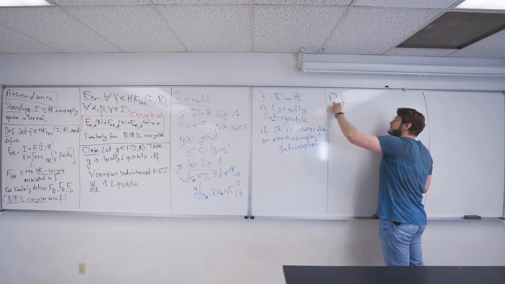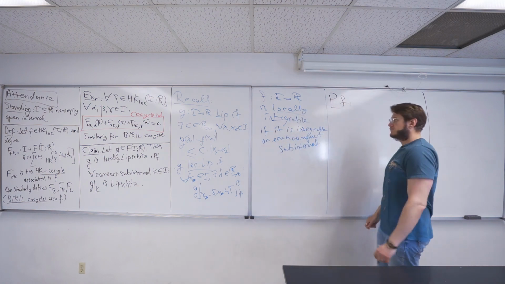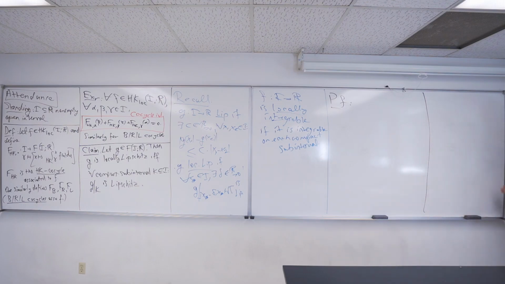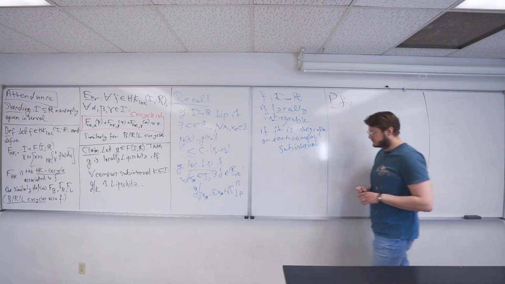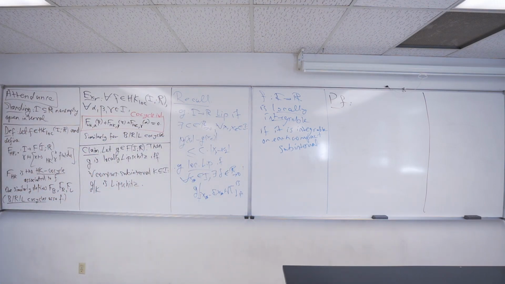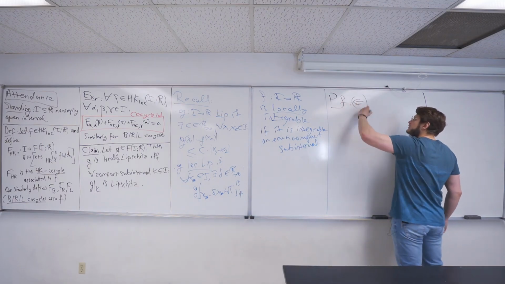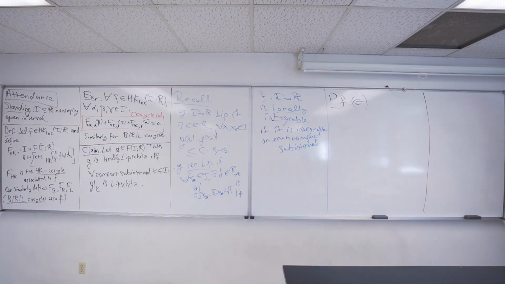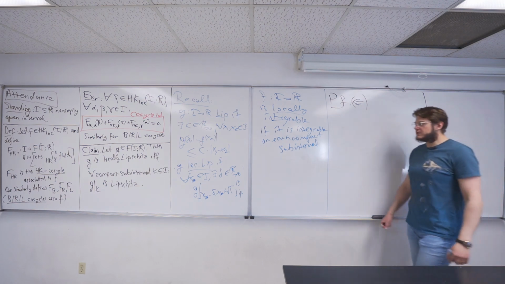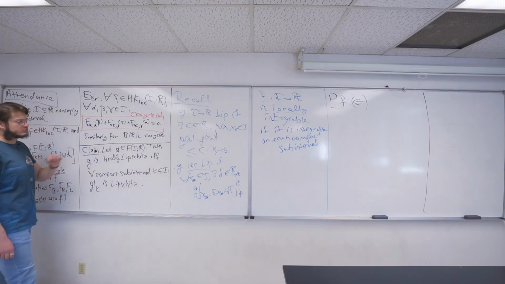It's an equivalence, so I need to prove it both ways. Okay. Let's see. One of the sides is slightly easier. Okay. I think this side is easier. I'm assuming that g is some function such that on each compact subinterval, its restriction to that compact subinterval is Lipschitz. And I want to show that it is locally Lipschitz.